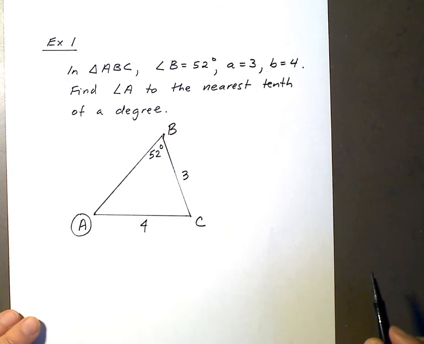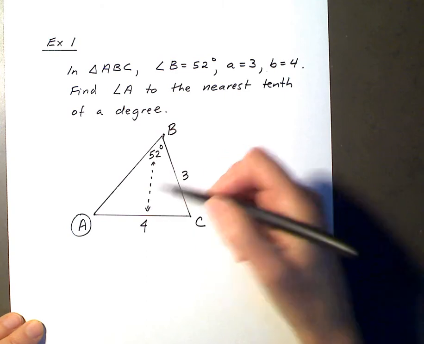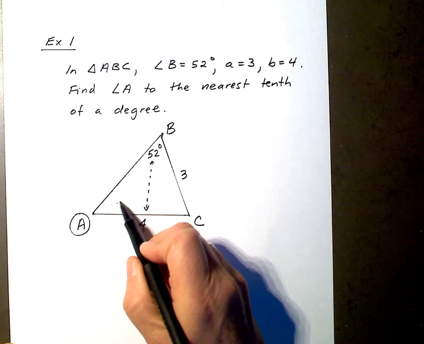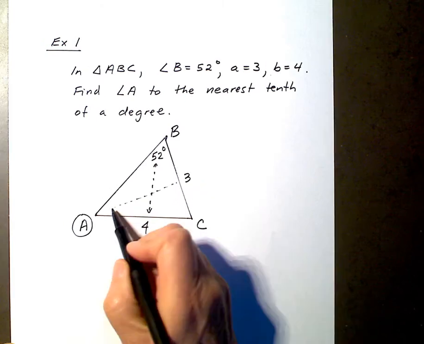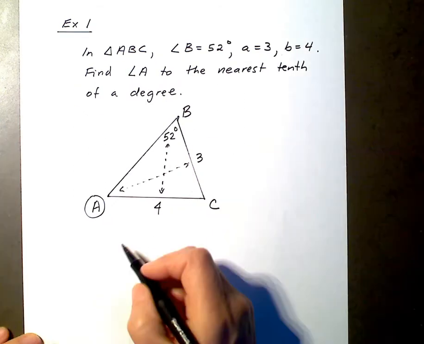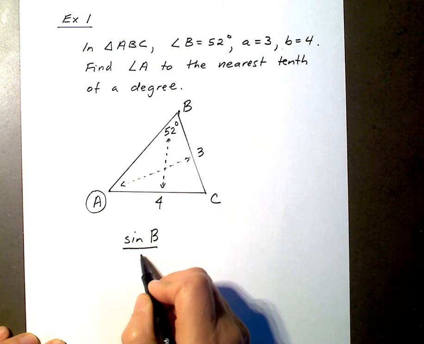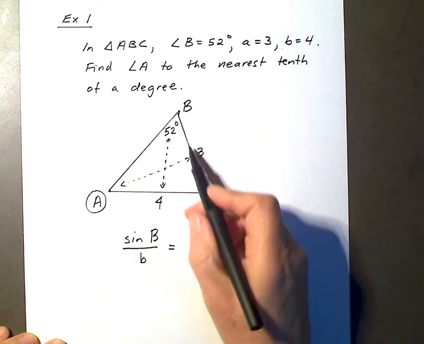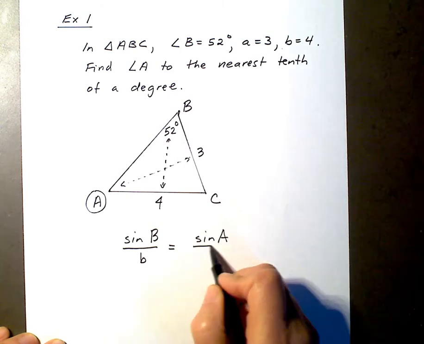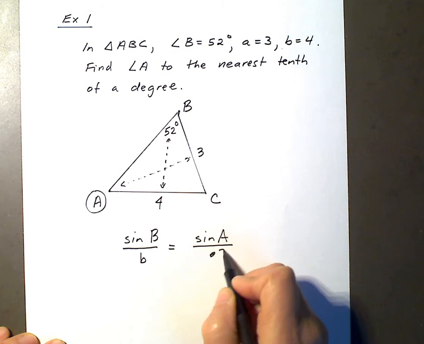So notice that I do have an angle and its opposite side that I know, and I can use the law of sines to equate this other side length I know and that angle. So I'm going to use the sine of B is to side B as the sine of whatever angle A is to side A.